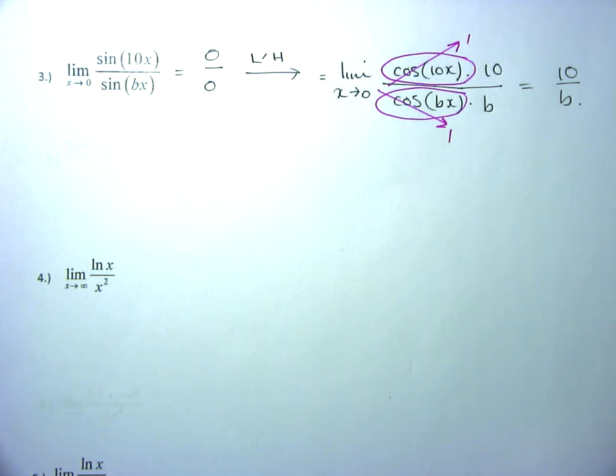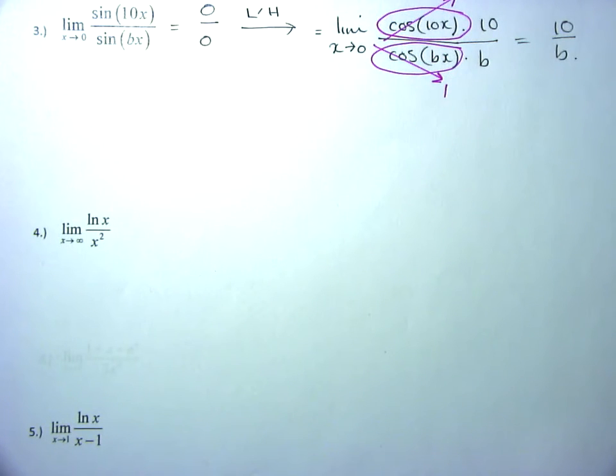All right, problem number 4. We have the limit as x approaches infinity of the natural log of x divided by x squared. All right, so you guys remember what the graph of natural log of x looks like, right? What is the limit as x approaches infinity of the natural log of x?